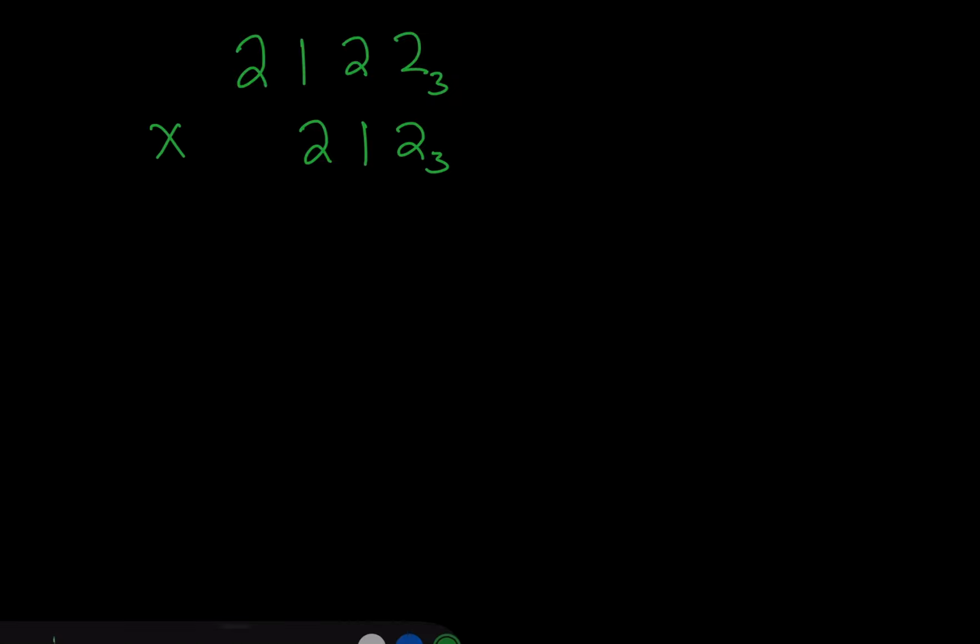All right. Now let's look at a situation where we have 2 1 2 2, and it's base 3. It makes sense. And we're multiplying by 2 1 2, and it's also base 3. We're multiplying by that. Okay. So always start from the right.